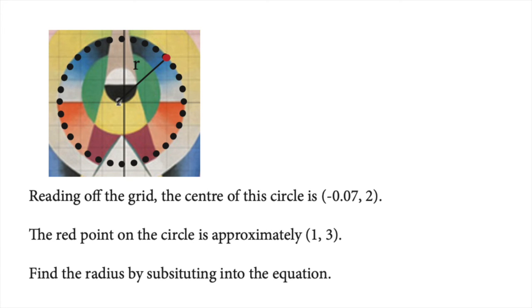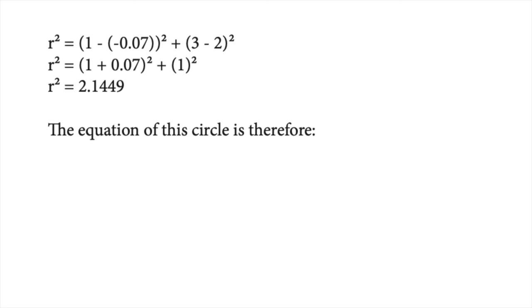Now looking at a specific example, in this circle, reading off of the grid, if we had zoomed out and had access to the x and y axes, the center of this circle has the coordinates negative 0.07, 2, and the red point that is on the circle is approximately 1, 3. So we can find the radius by substituting into the equation that we just developed. r squared is then therefore equal to 1 minus negative 0.07 all squared plus 3 minus 2 all squared.